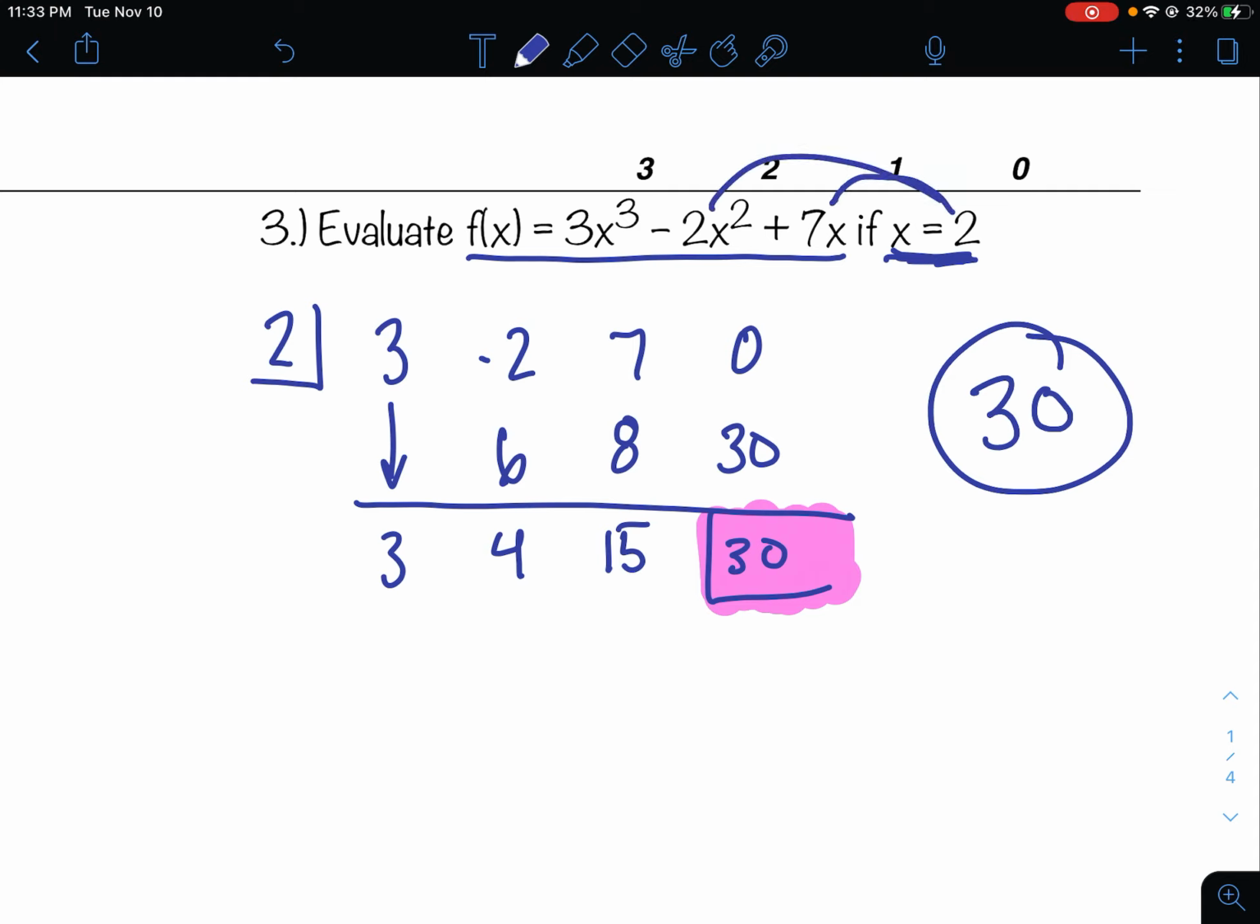Now, if you were to take 2 and plug it in for x for all these, you would get exactly the same answer. There's just a lot more room for mistakes, though, in evaluating algebraically rather than just using synthetic division. So I recommend using synthetic division if you can. But if you don't remember what it is or how to do it, then you can just simply plug it into the x's.